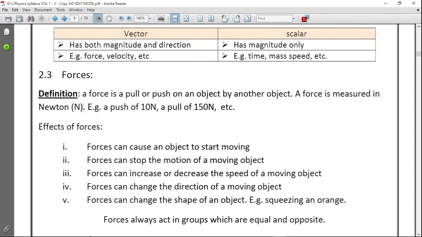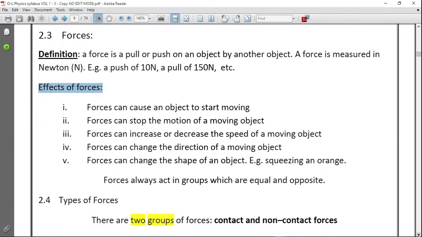For example, a push of 10 newtons is a force, a pull of 150 newtons is a force, and so on. And they always ask also for the effects of forces. What are the effects of forces? Forces can cause objects to start moving. Forces can stop the motion of moving objects. Forces can increase or decrease the speed of moving objects. Forces can change the direction of moving objects. Force can change the shape, e.g.